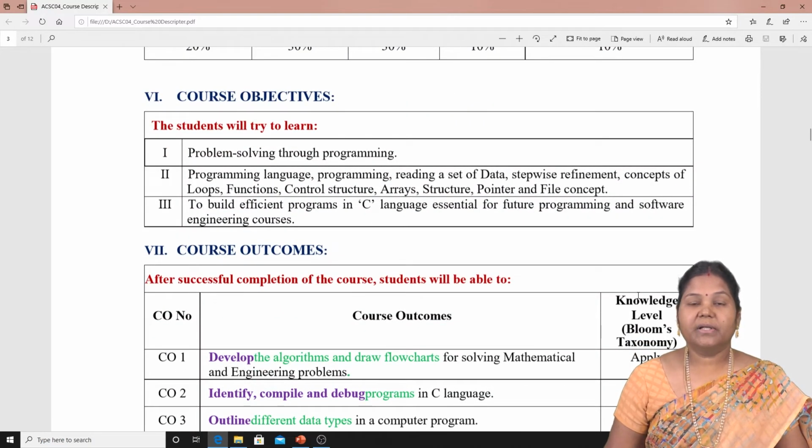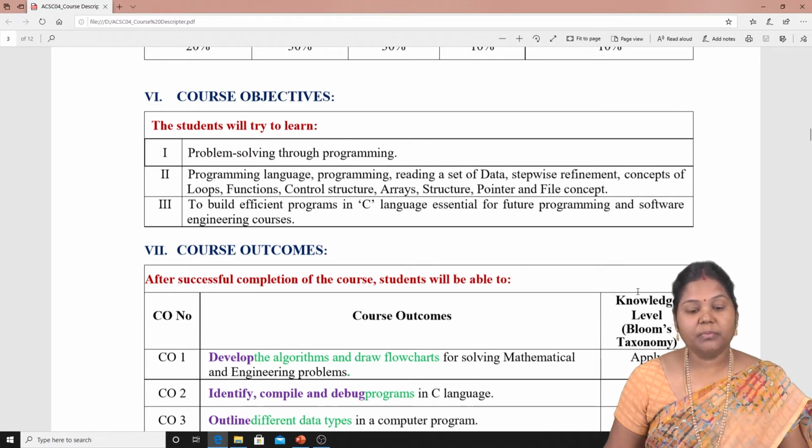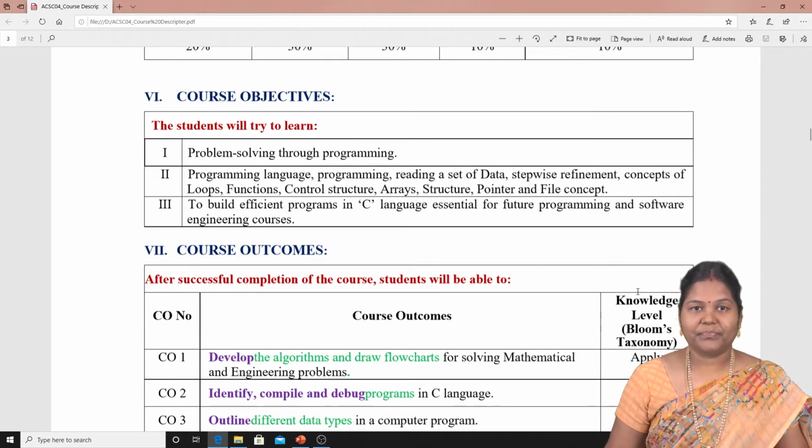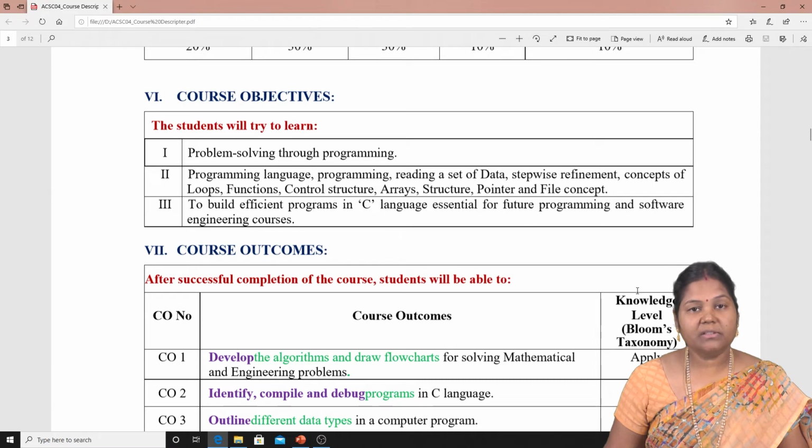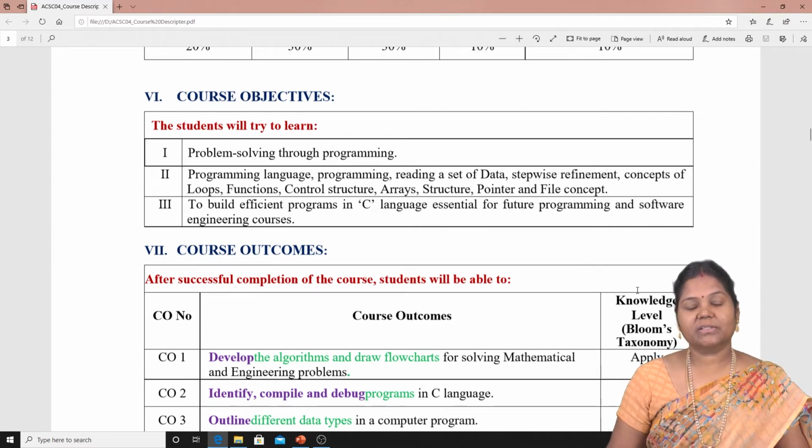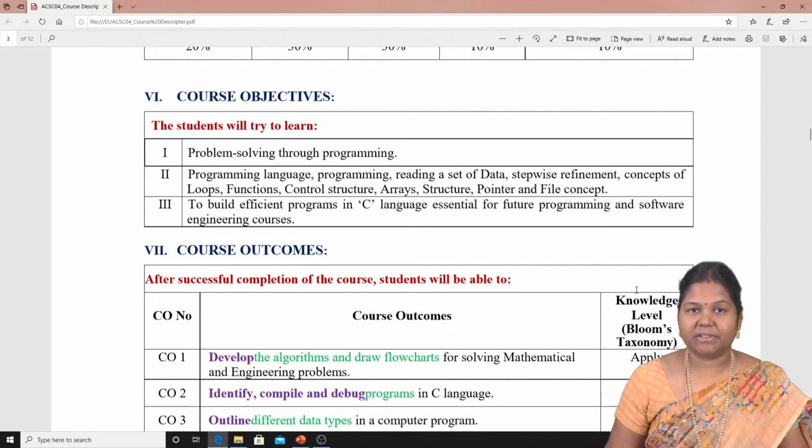The students will learn how to do problem solving using programming. What are the programming concepts they have to apply? Where they need to apply control structures, where they need to write a function, where they need to write a structure and union or array. The student has to learn that. For solving various problems, what programming constructs are required? That is the first objective.